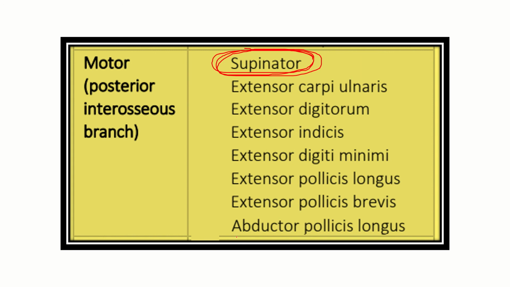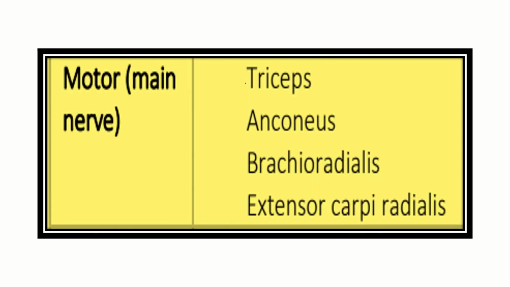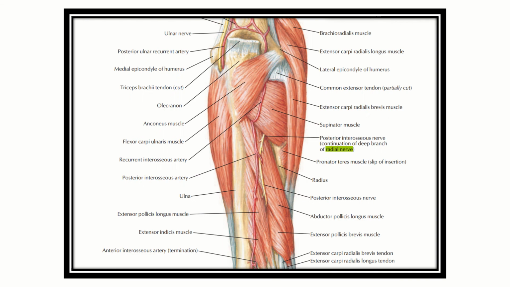forearm, and we can see the abductor pollicis longus. So these A and S, that means the supinator and abductor pollicis longus, are also supplied by the posterior interosseous nerve, which is a branch of the radial nerve, and all the extensor group from here up to here, these are the extensor group of muscles. So these extensor groups are supplied by the radial nerve, and we can see some others, such as the triceps, anconeus, brachioradialis, extensor carpi radialis.